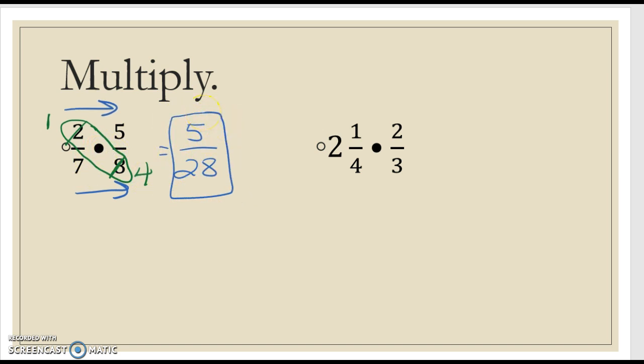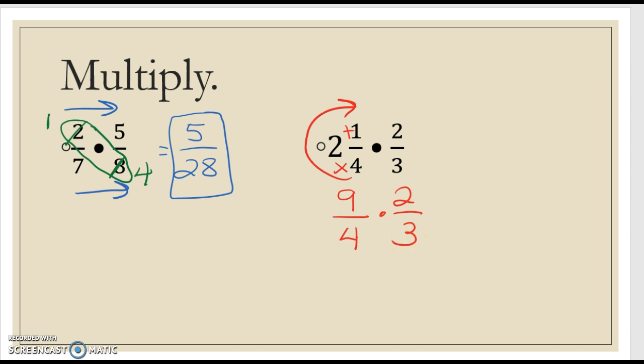Now the second problem looks a little bit different. We have a mixed number here. And when we have mixed numbers with multiplying and dividing, we have to change this into an improper fraction. And we use that C method. So we multiply our denominator by our whole number and then add our numerator. So 4 multiplied by 2 is 8, plus 1 is 9. So our fraction is actually 9/4 multiplied by 2/3.